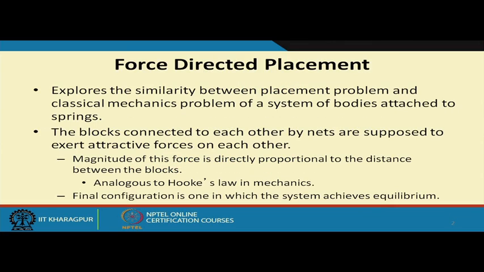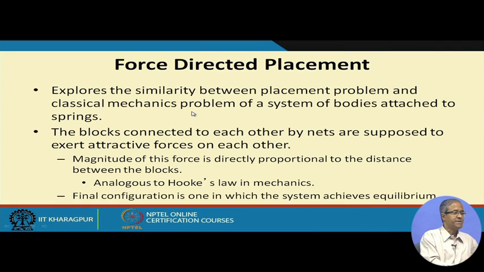Some well known law you must have heard of, Hooke's law. So, it is basically based on some property of springs and their equilibrium condition. Let us look at that problem. This method is called force directed placement.